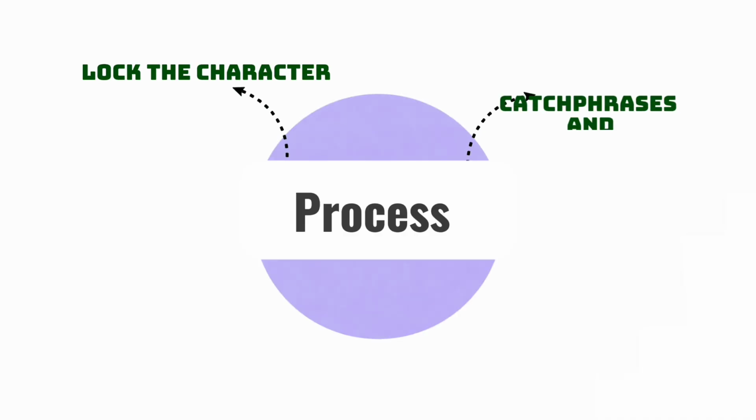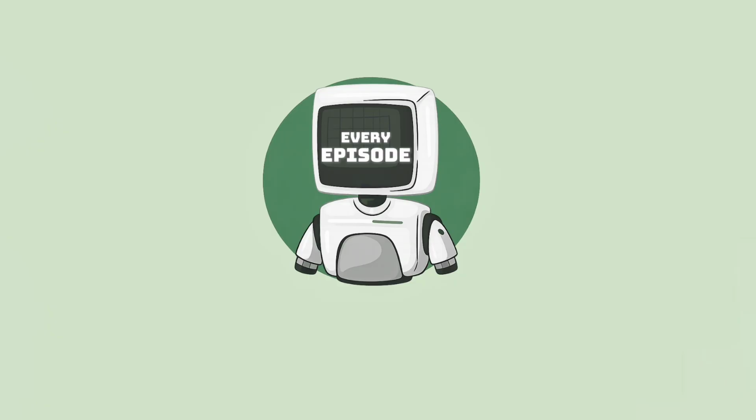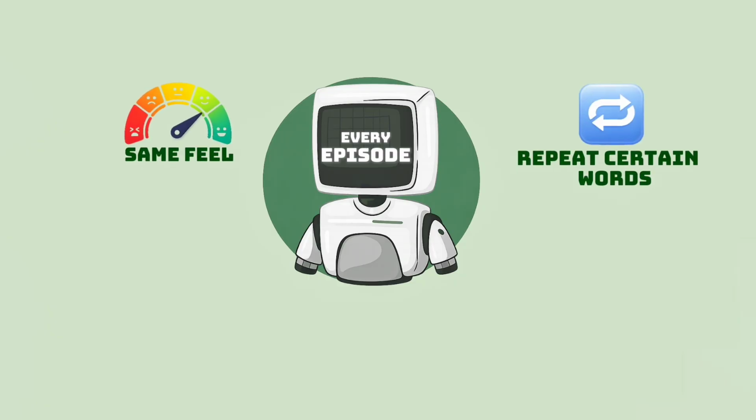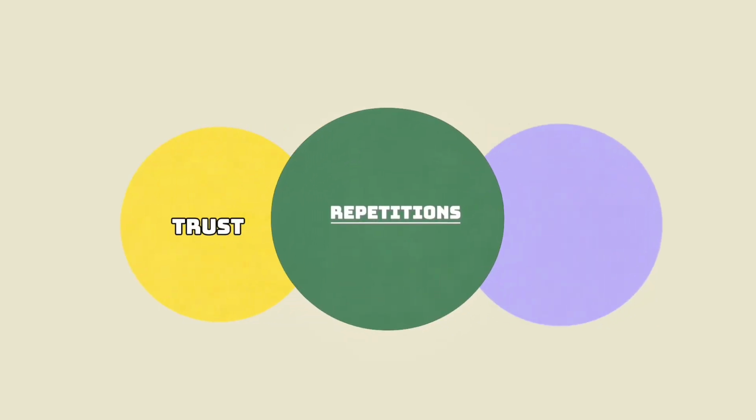After that comes ideation step number 2, catchphrases and repetition. The most underrated part of any AI video is repeatability. You might have noticed that every viral character has 1 or 2 fixed opening lines, a fixed tone, a familiar energy, and you can lock all these things using ChatGPT simply by telling it that every episode should start with the same feel. Repeat certain words and make sure the character's tone never changes. When you add these repetitions, the viewer feels like this is the same character they saw before. This builds both trust and recognition.